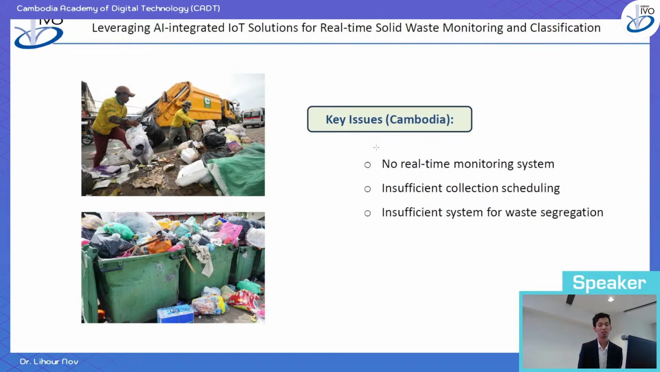So the third issue is the insufficient system for waste segregation. So as you may know, Cambodian people currently dispose of waste by just putting everything in one bag and then throwing it away. So we don't really have a proper way of segregating the waste into recyclable or non-recyclable types. So this will also be a challenging issue for the management too.